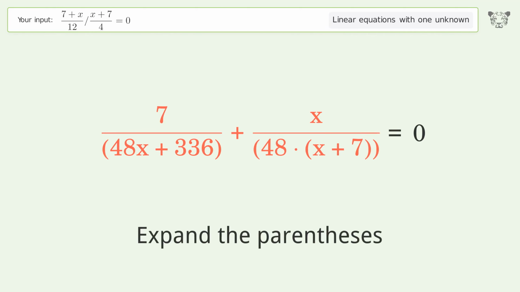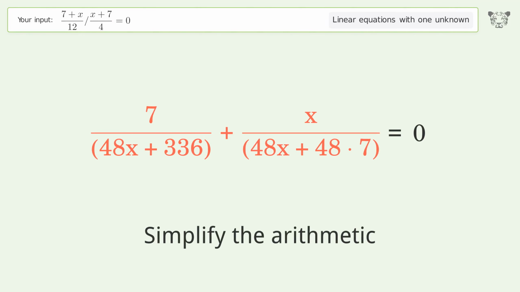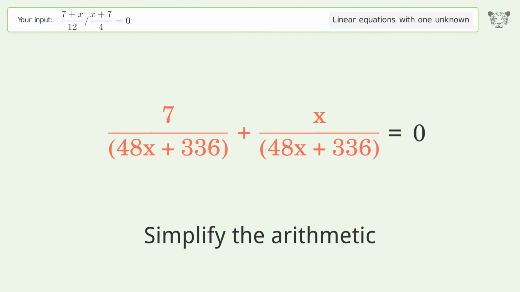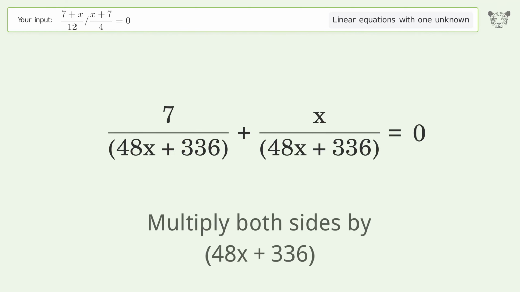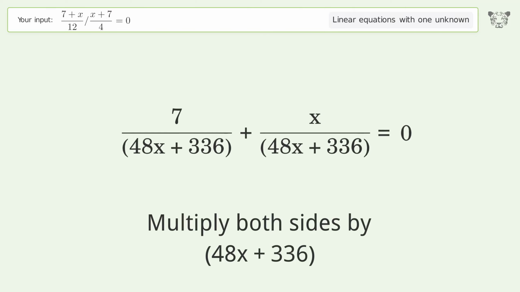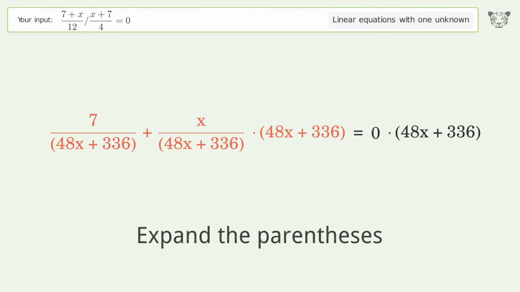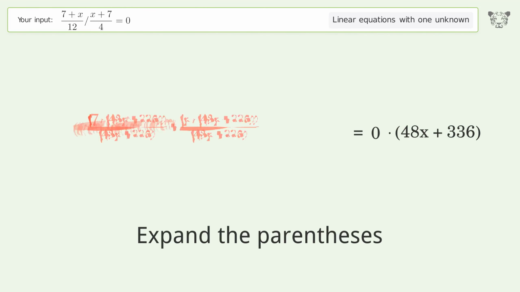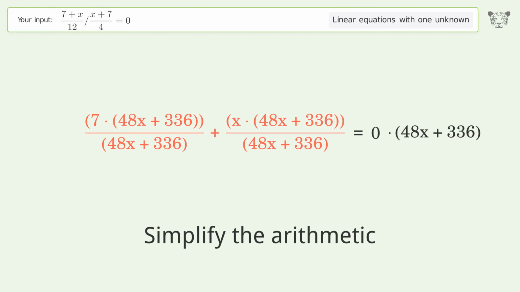Expand the parentheses. Simplify the arithmetic. Isolate the x. Multiply both sides by 48x plus 336. Expand the parentheses. Simplify the arithmetic.